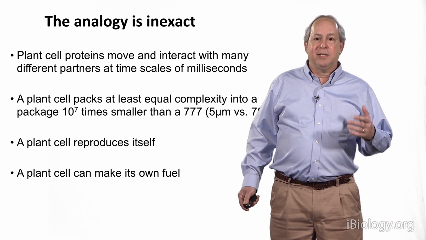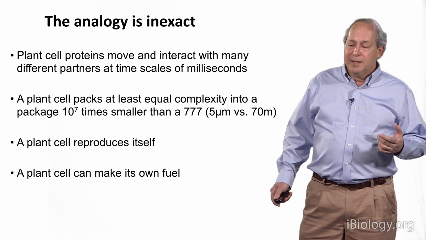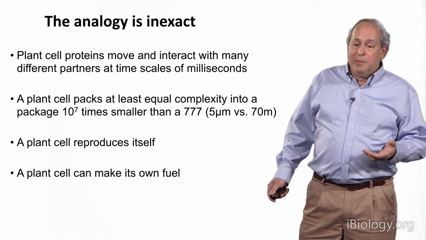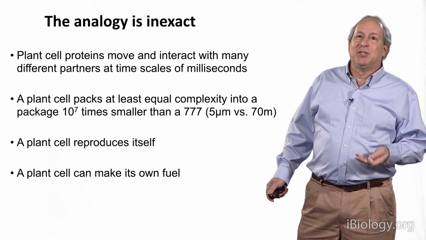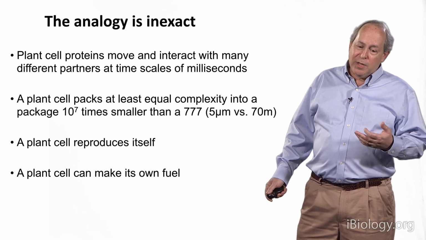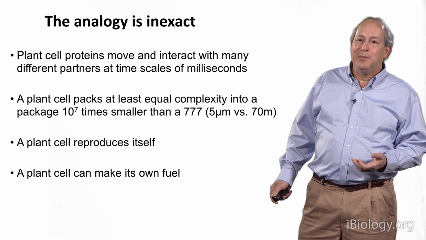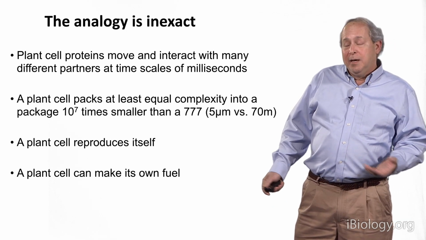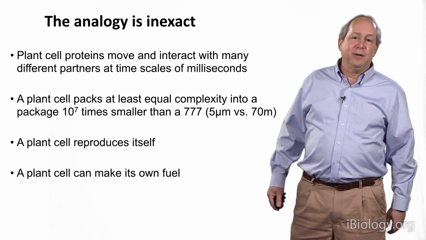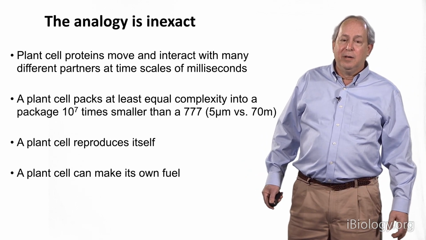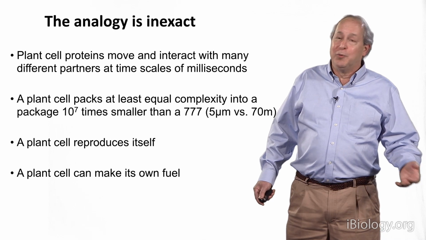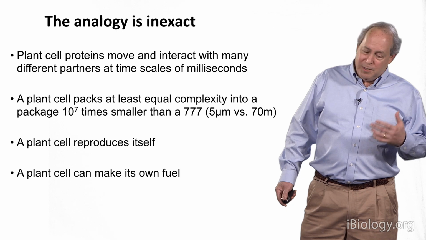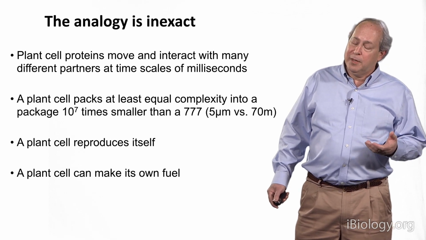A plant cell has at least equal complexity in terms of part numbers as a 777 aircraft, but in linear dimension, it's 10 to the 7th times smaller, so more than 10 to the 20th times smaller in volume. So it's a nano package that contains the complexity of an airplane. And a plant cell can reproduce itself, which an airplane can't. It has to be made in a factory. And a plant cell can make its own fuel through photosynthesis, which an airplane can't do. So there are some principles of construction that a plant cell has that an airplane doesn't have.